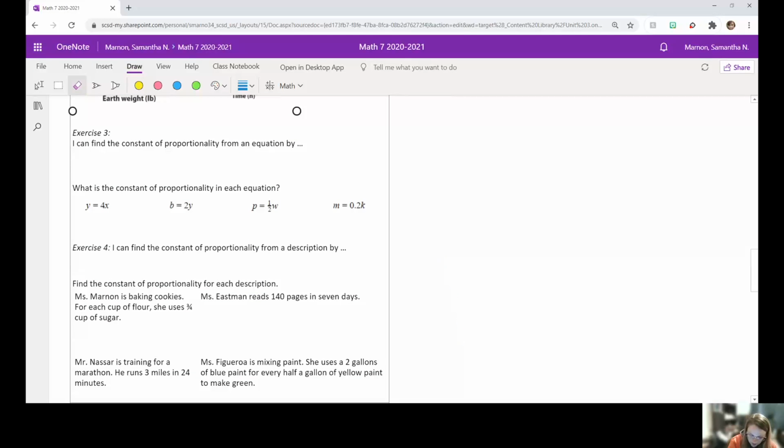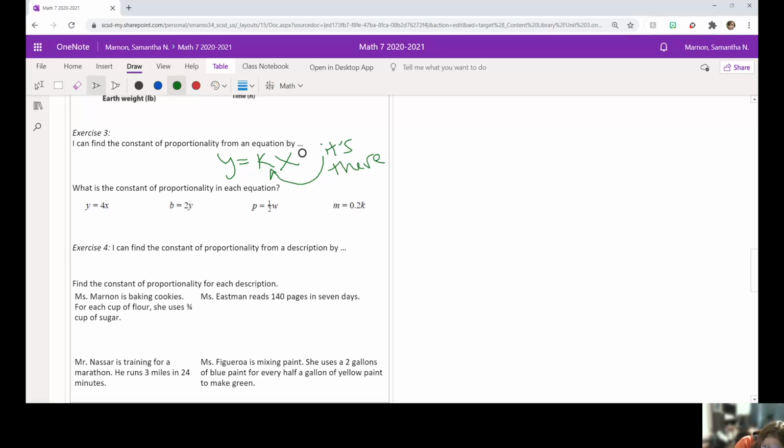Okay, so next we have exercise 3. I can find the constant of proportionality from an equation by. This one's easy. If we have an equation, y equals kx, it's there. It's just that number in front of the x, or whatever variables we're using. We don't always use y and x. We've had a bunch of practices where it's different variables, but whatever variable it is, it's the number multiplied by it. So I'll do these first two with you.